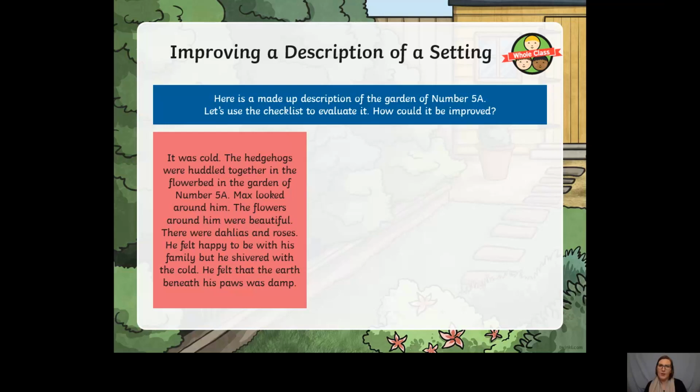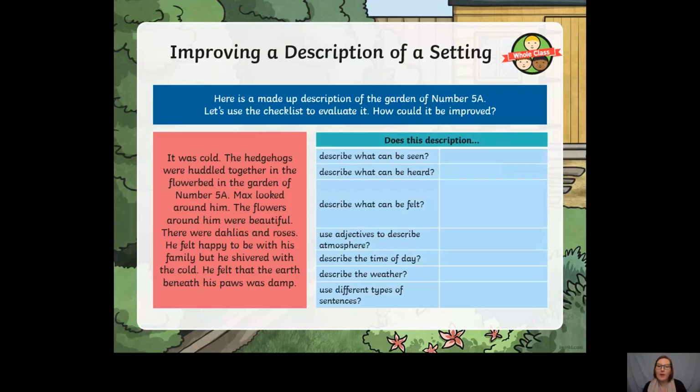Do you think that could be improved? We could add some more things into there, couldn't we? Should we have a look at our checklist to see what we could add in? Okay, first of all, does this description describe what can be seen? Yes, it does. Does it describe what can be heard? No, it doesn't, does it? Does it describe what can be felt? We had feelings, so we talked about how he felt happy, and we also had sensory feelings because he felt the damp earth underneath his paws.